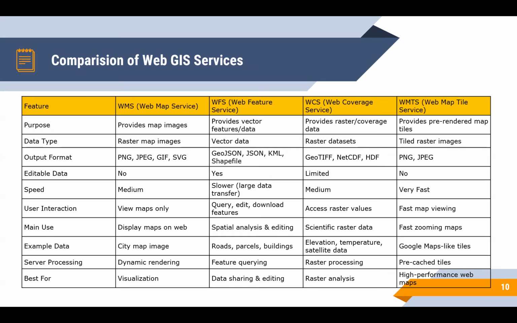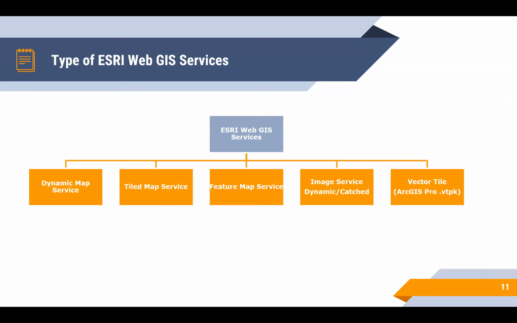So I think these all things we already have covered. This is just we have put in the proper format. So these all what I explained to you, map services, this is related to the open source. But whenever you come to ESRI, in ESRI we have the dynamic map service, tile map service, feature map service, image service, and vector tile. So here just the things you have learned previously.